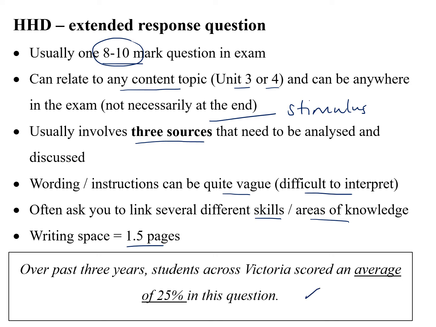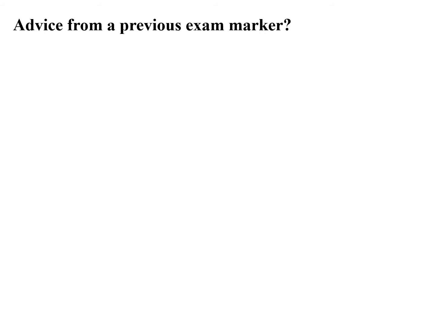Now, this is an important thing, and I'm going to talk in a second about my advice on this. But over the past 3 years, between 2018 and 2020, on average, across all the students in Victoria that do Health and Human Development, the average score for this question is 25%. Okay, so that tells you that this question is tough and that it's very tough to get high marks for it.